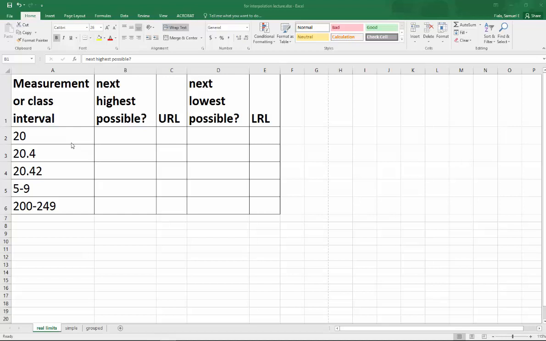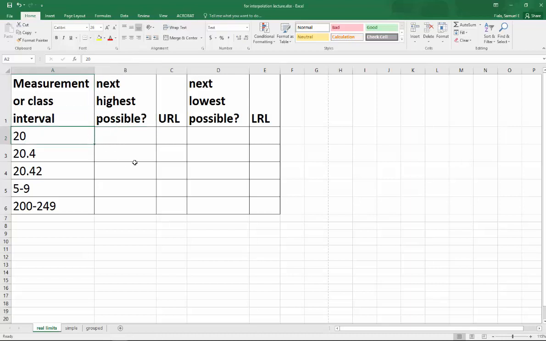8.5 being the lower real limit of that measurement, that observation, and 9.5 being the upper real limit, right? So we have this measurement and we know that generally it's at some point an estimate, and the real value is somewhere between here and here. To figure out the upper and lower real limit, obviously for whole numbers, it's pretty straightforward.